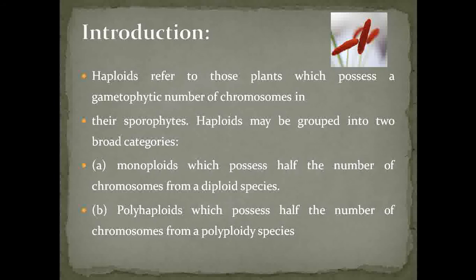These haploid plants are categorized under two categories, that is monoploids and polyploids. Monoploids means the plants which possess half the number of chromosomes from their diploid species. Then what are polyploids? Polyploids are the species which possess half the number of chromosomes from a polyploid species.